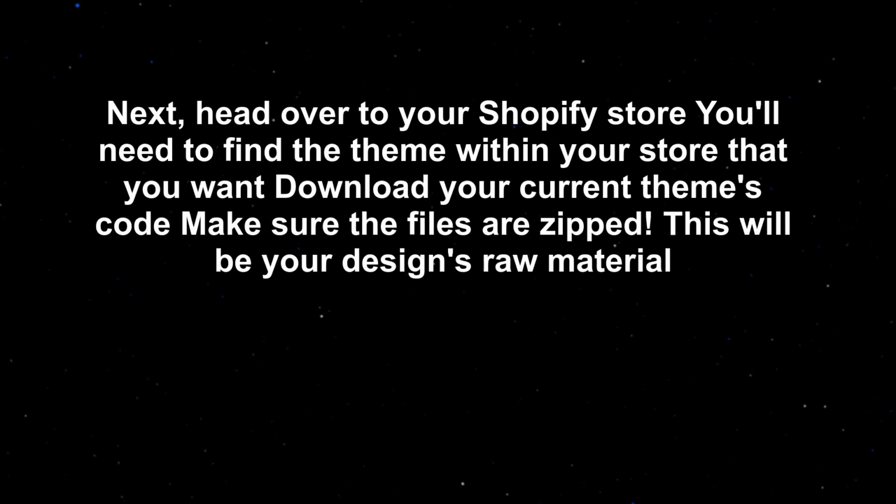Next, head over to your Shopify store. You'll need to find the theme within your store that you want. Download your current theme's code. Make sure the files are zipped. This will be your design's raw material.